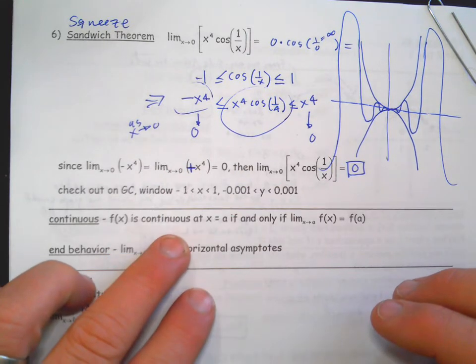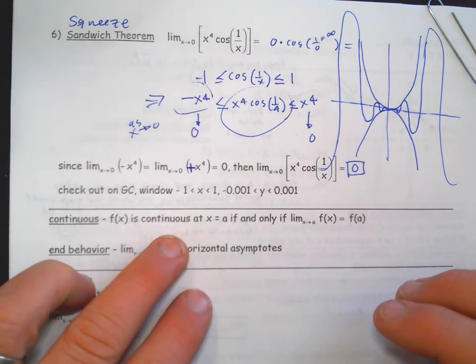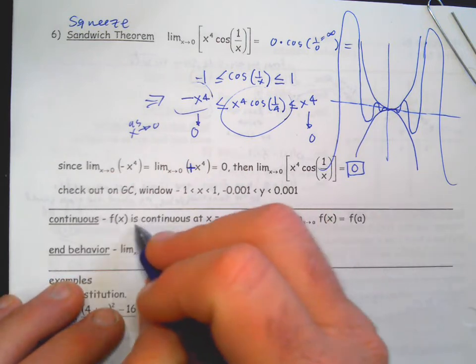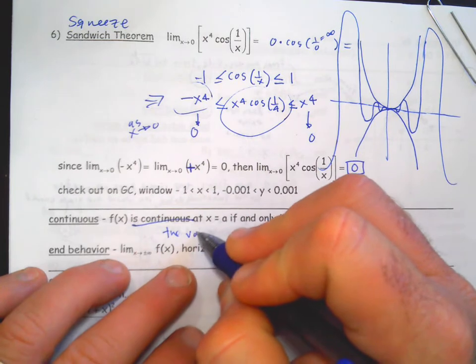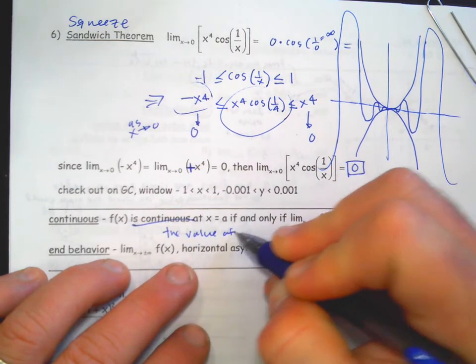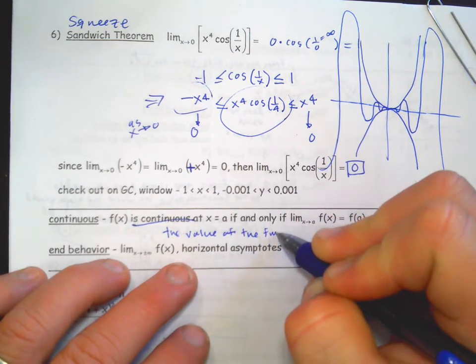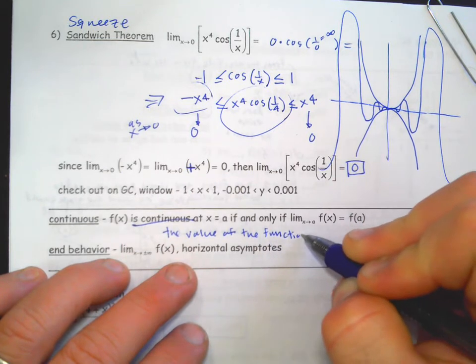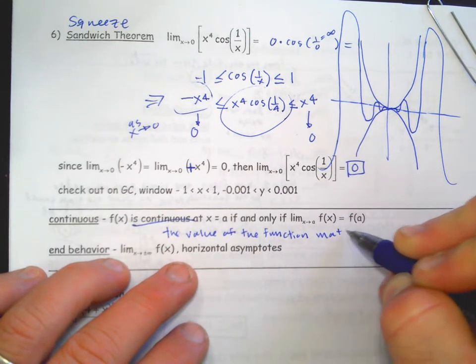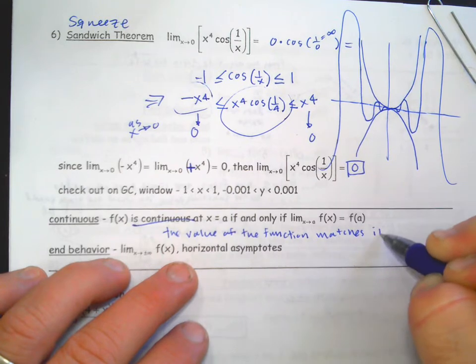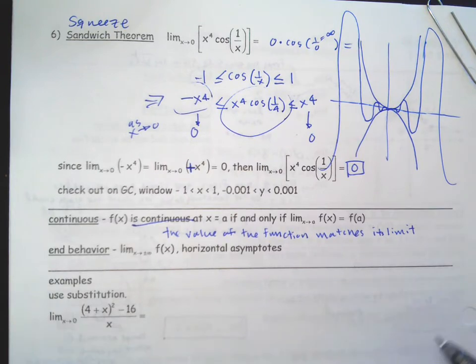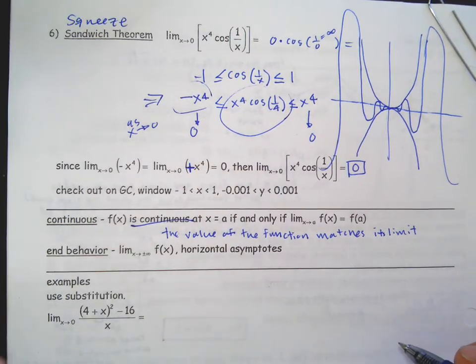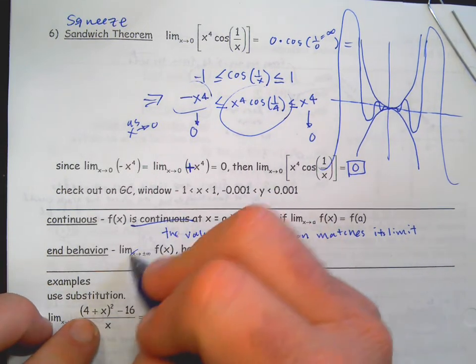Continuous. f of x is continuous at x equals a if and only if the limit. Okay, so this is the definition of continuity. This is the time where the value of the function matches the limit. So we've seen ones where there's a hole or there's a jump. Well, that's not continuous. So if the value of the function matches the limit, then the function is continuous at that point.